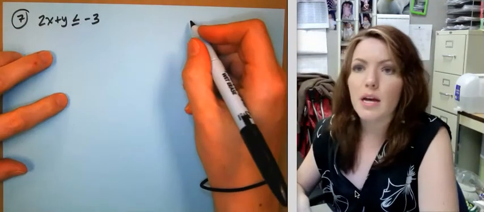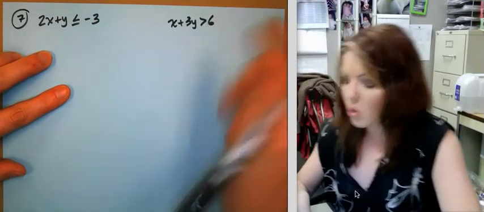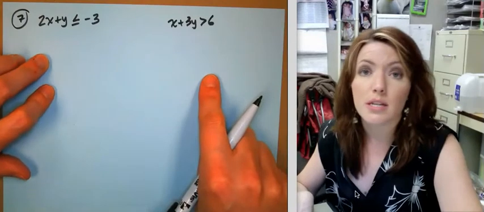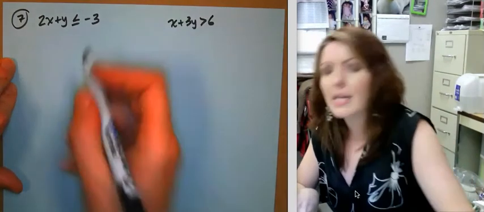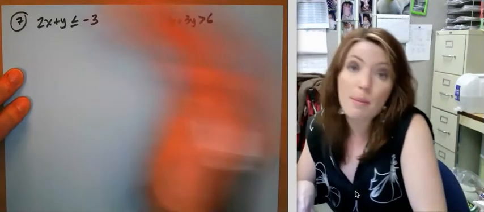And I'm going to write the other one over here: x plus 3y is greater than 6. The goal is to graph both of these inequalities on the same plane. To do that, we want to get it into slope-intercept form, which is y equals mx plus b, so the y by itself, basically.